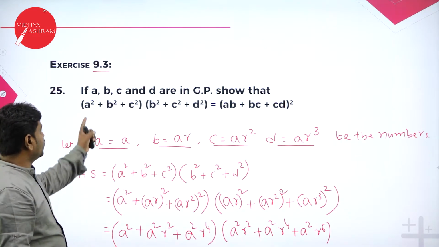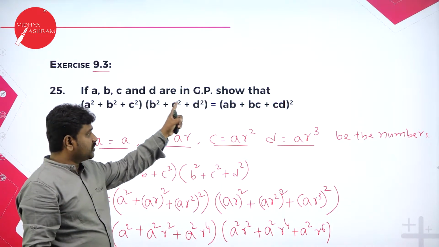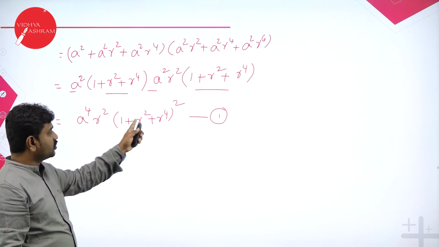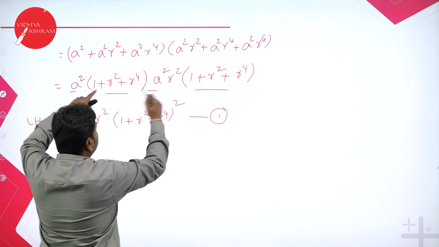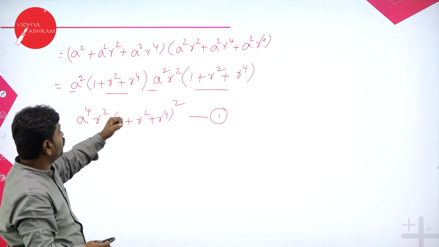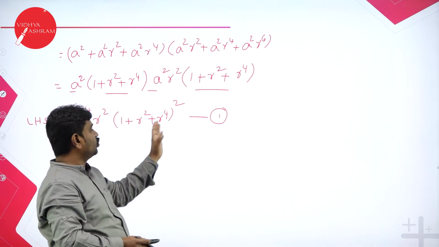So dear students, we took the LHS. LHS is (a square plus b square plus c square) into (b square plus c square plus d square), and the value of that we got a power 4 r square into (1 plus r square plus r power 4) the whole square, because a plus b into a plus b is what? a plus b the whole square. Similarly, (1 plus r square plus r power 4) into (1 plus r square plus r power 4), I can compress this as a whole square.